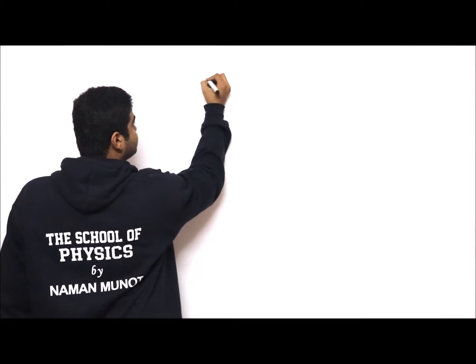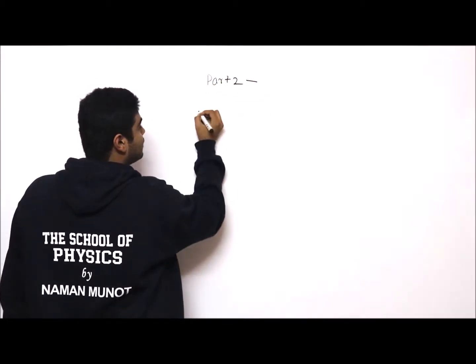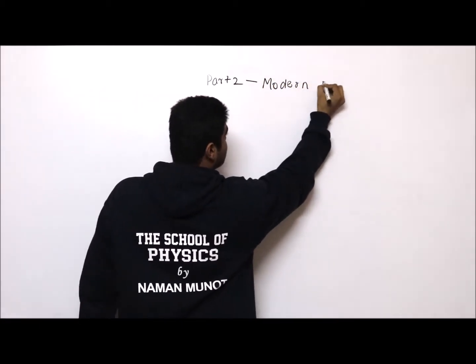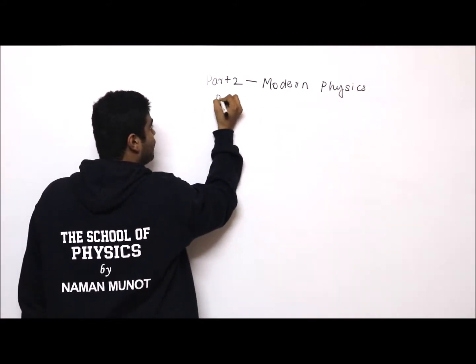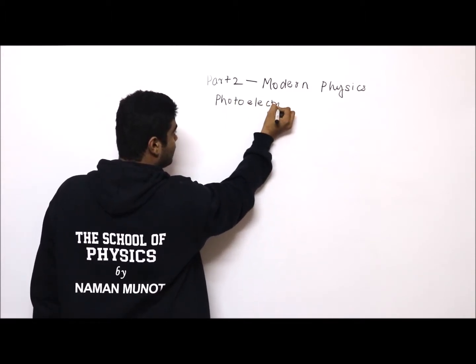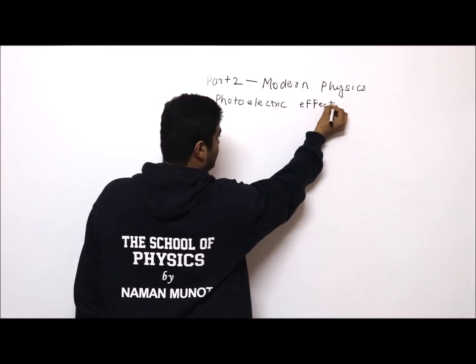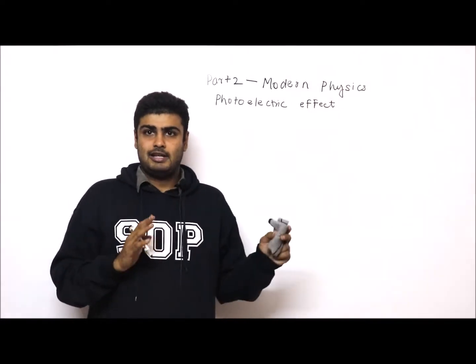So today we are going to start with part 2 of our modern physics series. And what do you think it is? It is the photoelectric effect. Okay, it is the photoelectric effect. Now I'll teach you the photoelectric effect in very simple lines.